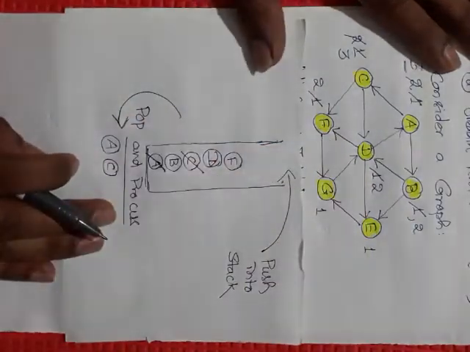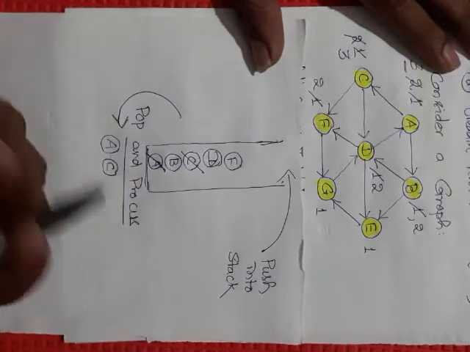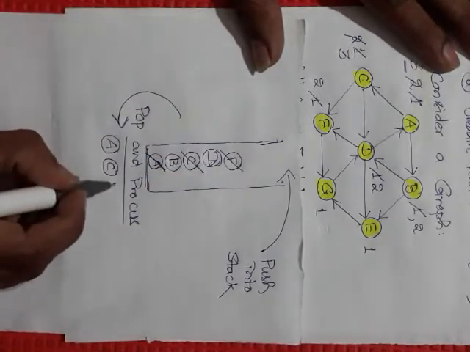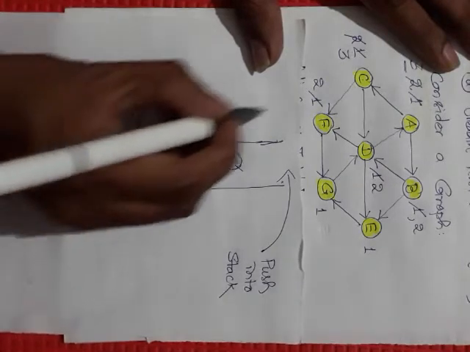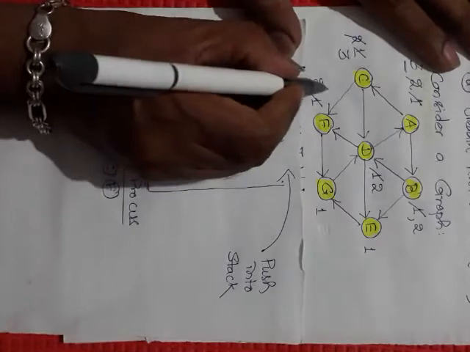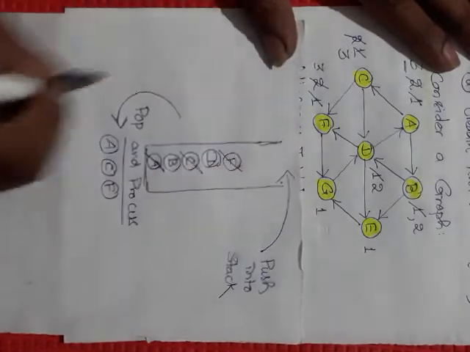Again repeat this process while stack is not empty. Take out the topmost node from the stack, that is F, and process it. Node F we have processed. Now, because it is processed, change its status to 3, because it is the processed state.